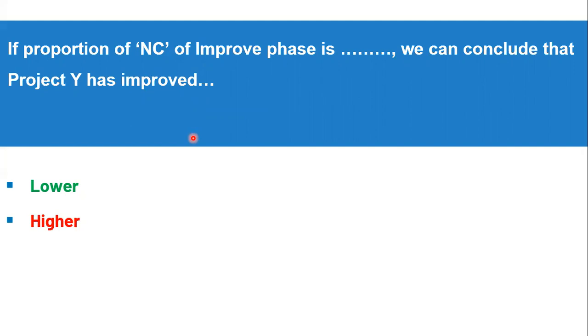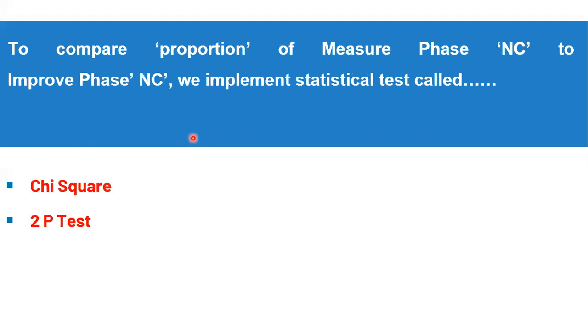That indicates that with the help of solutions, we have improved the performance, and the indication of lowered number of NC shifts suggests the same thing. Let's go to the next question. To compare proportion of major phase NC to improved phase NC, we implement statistical test called chi-square or 2p test. Which test we implement? 2p test. That is two proportion test, because we want to compare two proportions.